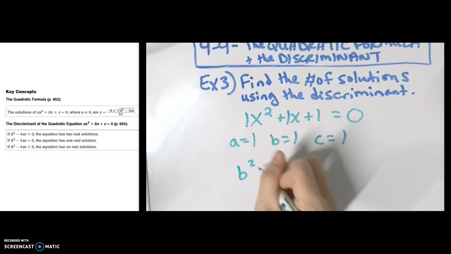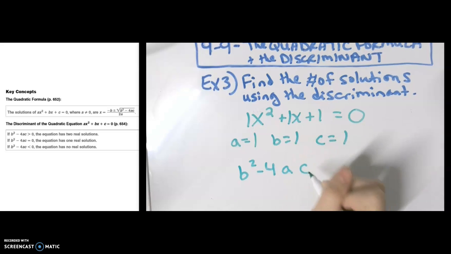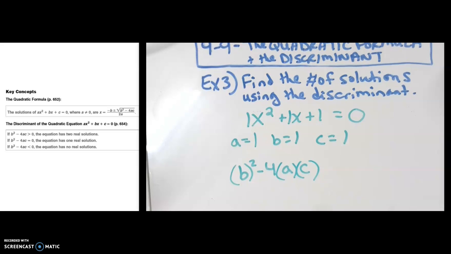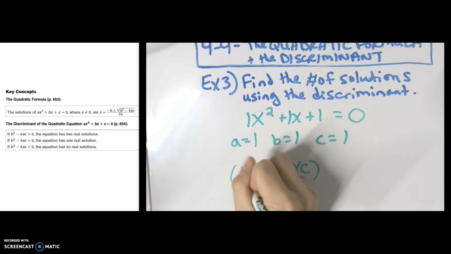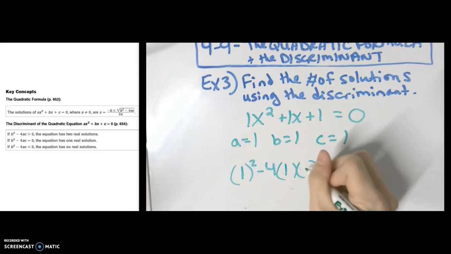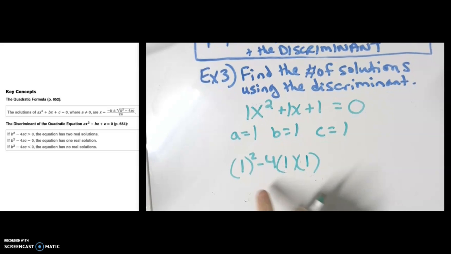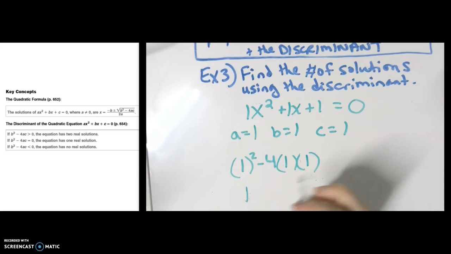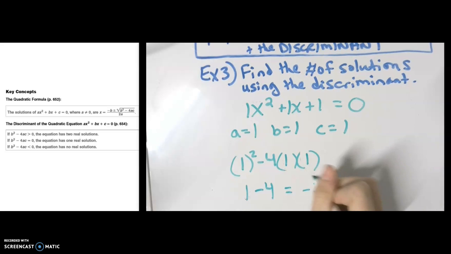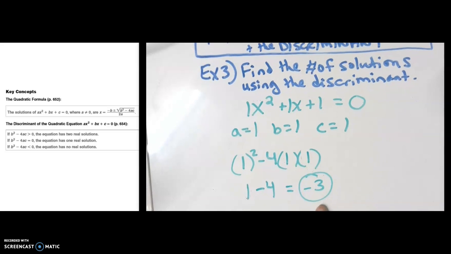Now I'm going to use the discriminant. So I have b squared minus 4ac. I'm going to put parentheses around my variables and then substitute. In place of b, I put 1. In place of a, I put 1. And in place of c, I put 1. Now I'm going to simplify and solve. What's 1 squared? 1. What's negative 4 times 1 times 1? Negative 4. Then we subtract. What's 1 minus 4? Negative 3. So my discriminant is negative 3.